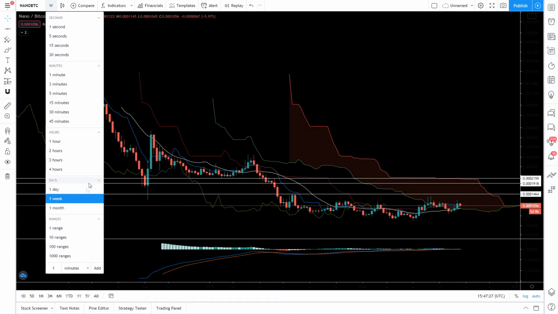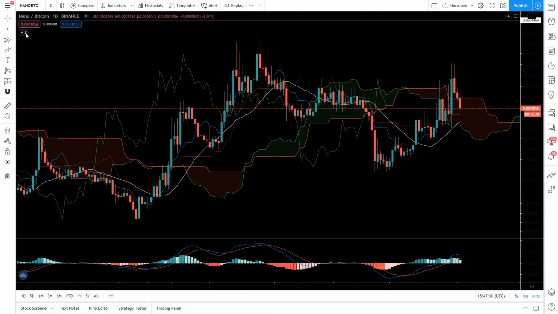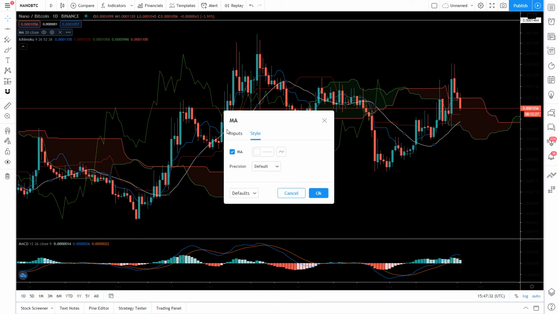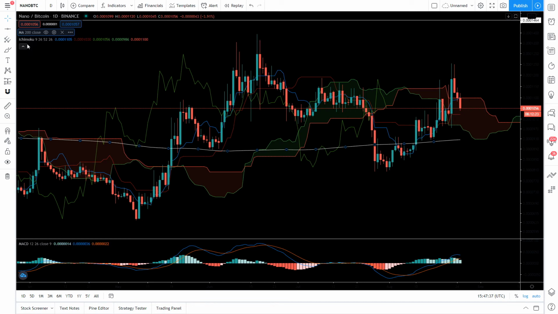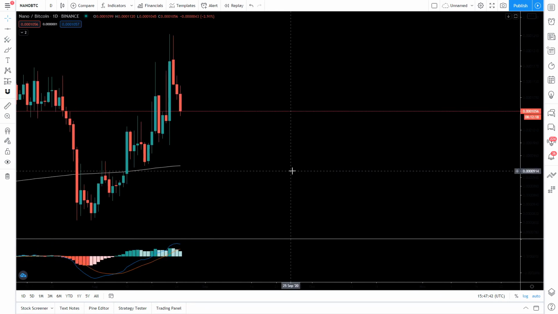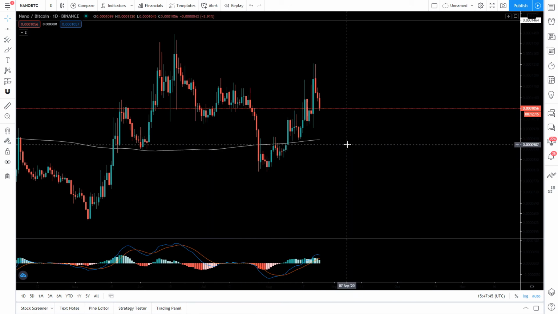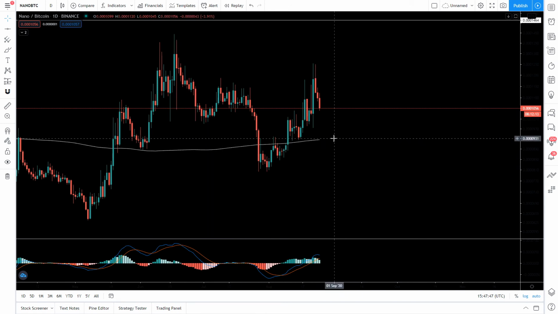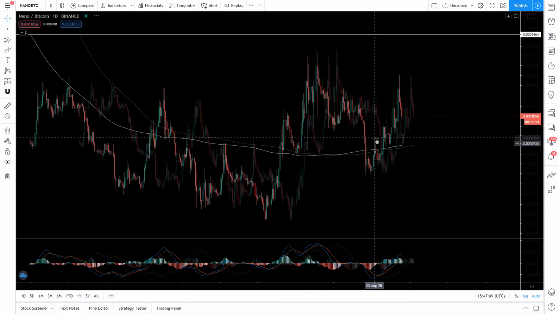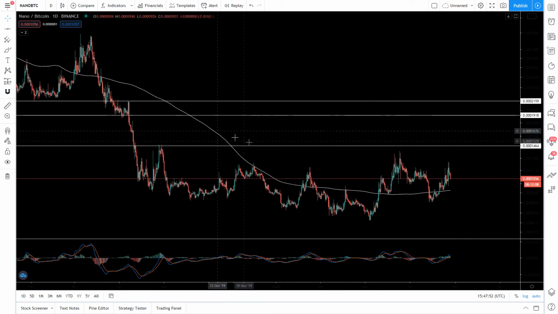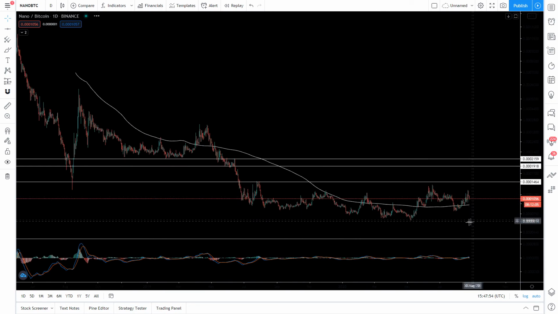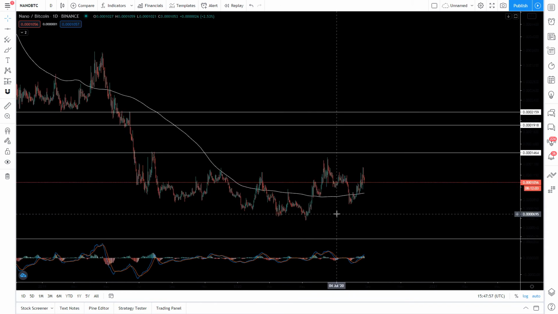Let's take a look at the daily chart. Let me change the moving average real quick. So this is the daily chart of Nano, and we are again above this 200-day moving average, which is important when you are taking a look at the daily chart. And you can see that, as I drew earlier, the next resistance is at 0.001469, and we are not that far away from it.